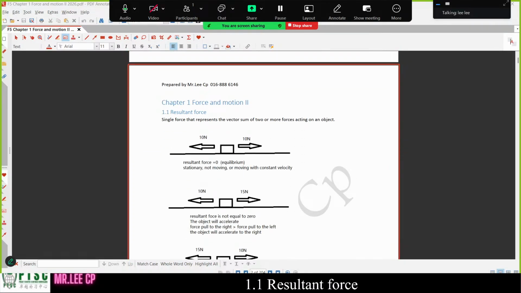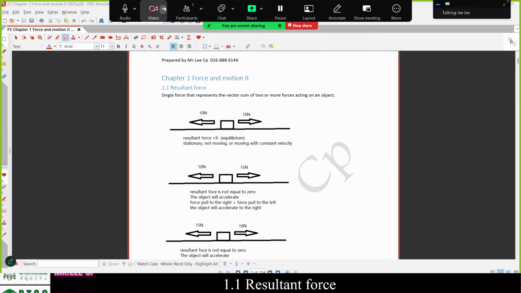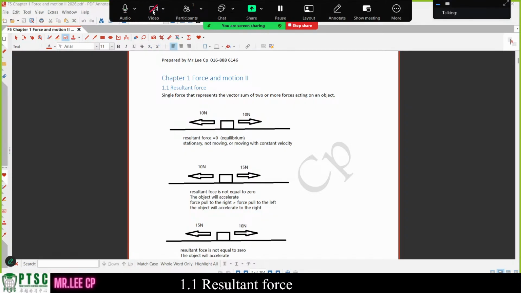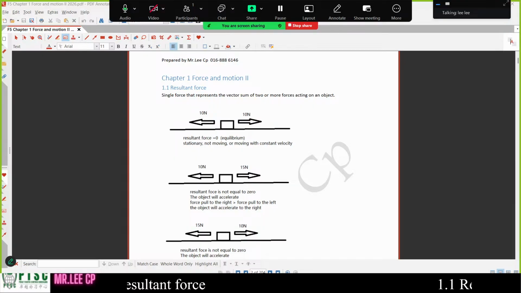And my camera is not working today. I don't know why. Just now I saw it was still okay, but now it is not working, so you cannot see my face. I try one more time, see whether it can work or not. No, it is not working. My camera is still on holiday.